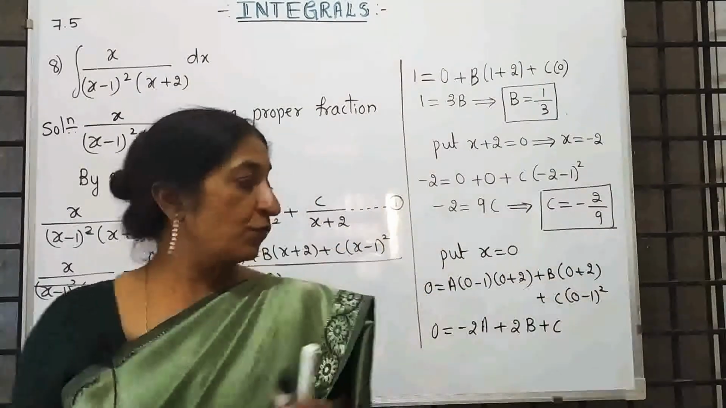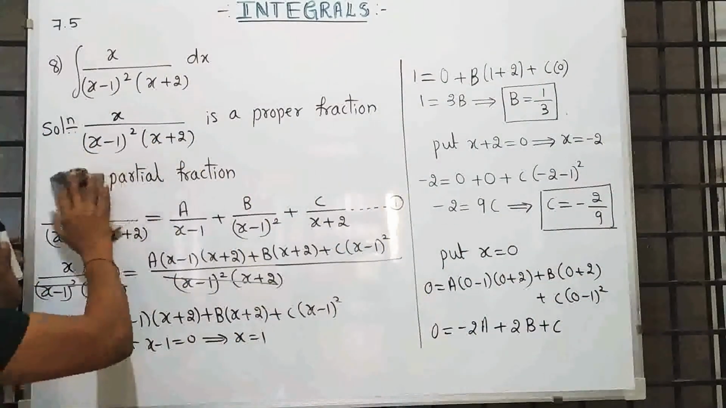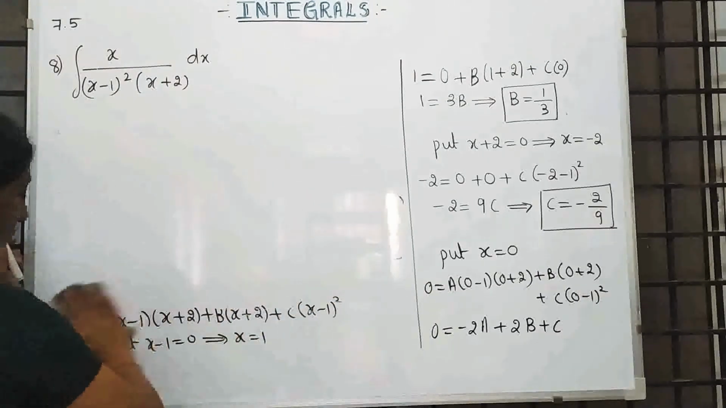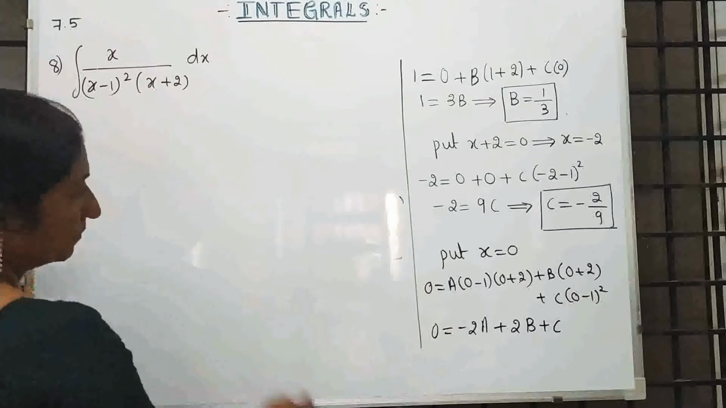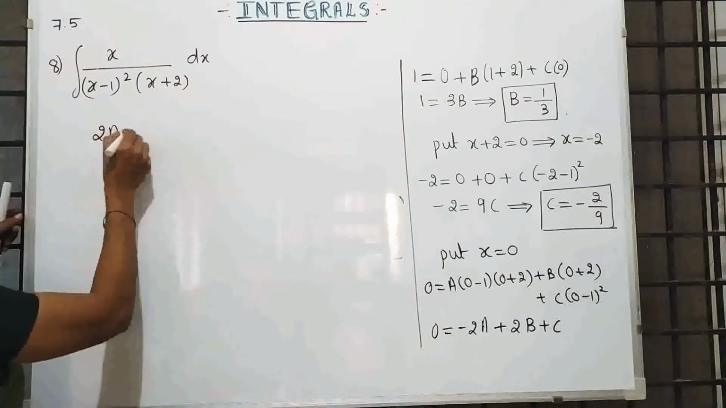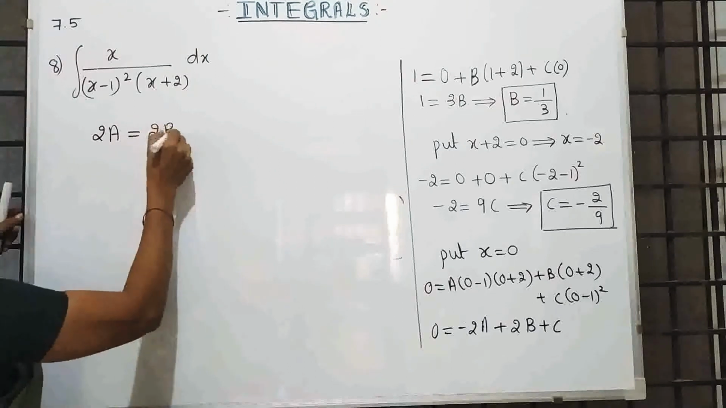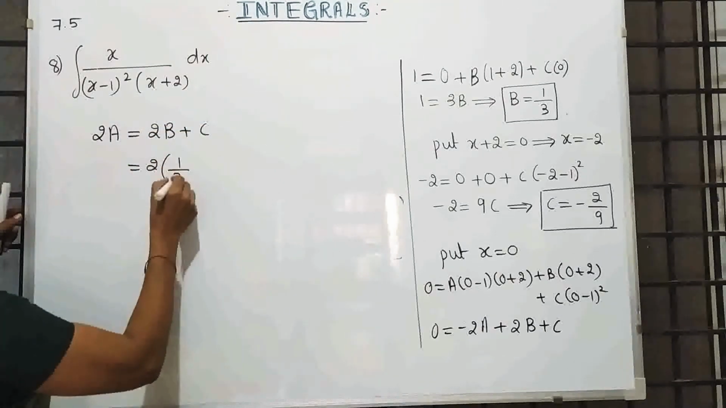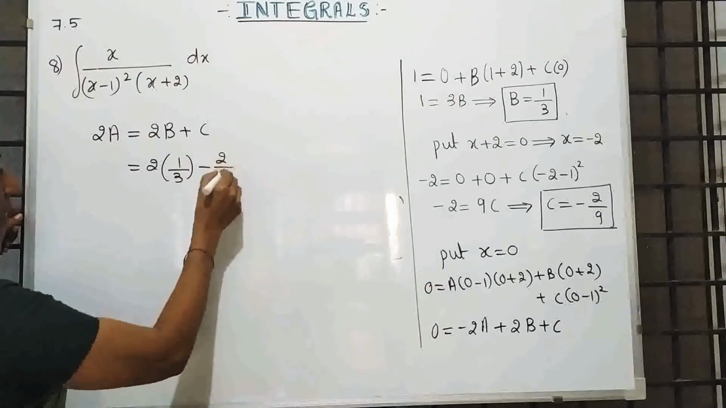Now we have to find a. We are familiar with b and c value. Write down that b and c value. That gives you a. Take minus 2a on left side. 2a is equal to 2b plus c. 2b, b is 1 by 3, c is minus 2 by 9.